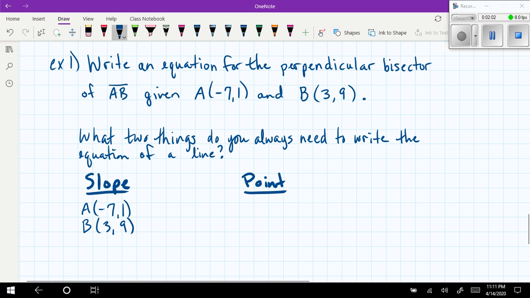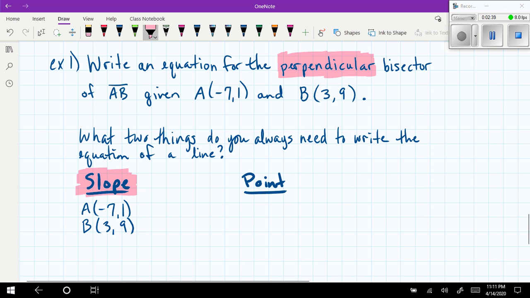Now, before I do that, though, I just want to talk a little bit about this word perpendicular. I'm going to highlight this word perpendicular. The perpendicular lines have slopes that are negative reciprocals of each other. I'm going to come back to that and write that down as we get going. But perpendicular lines have slopes that are negative reciprocals of each other. So therefore, I am going to find the slope of segment AB, and then I will take the negative reciprocal of that slope to find the slope of the perpendicular bisector of segment AB.